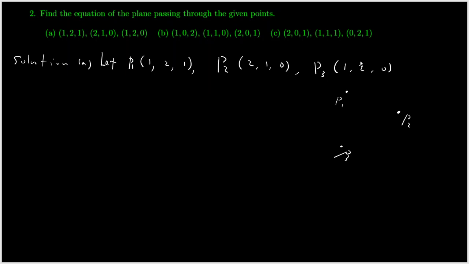Now try to recall the formula. Okay. The other thing we need is a vector perpendicular to the plane. You are given 3 points. How can we get a vector perpendicular to the plane?